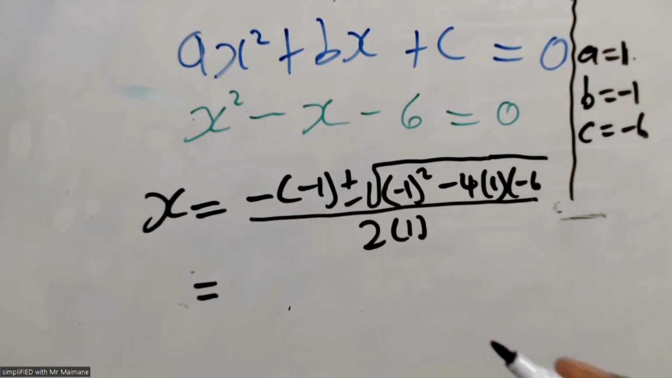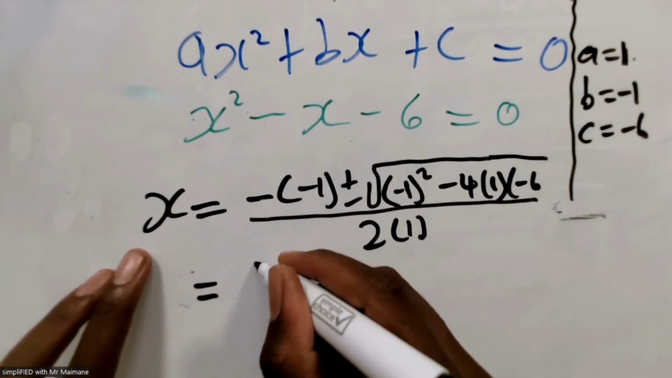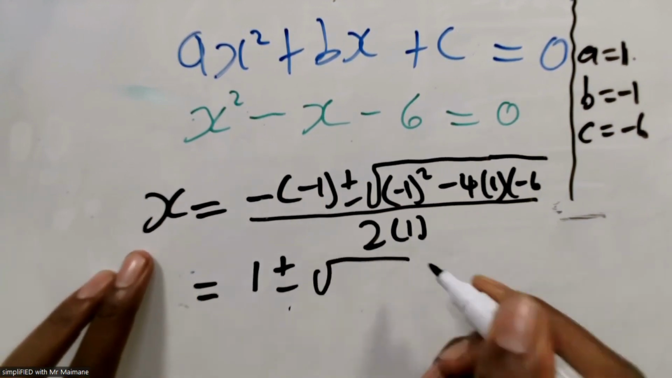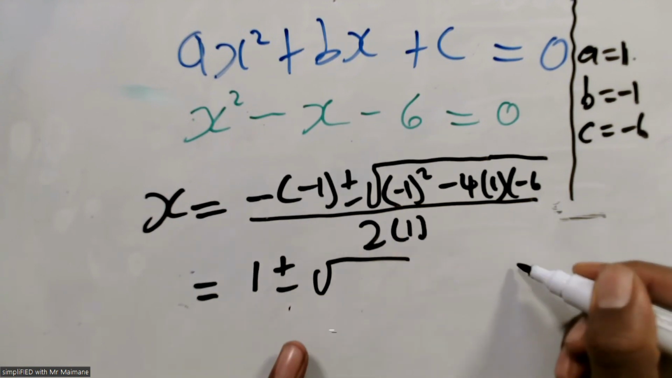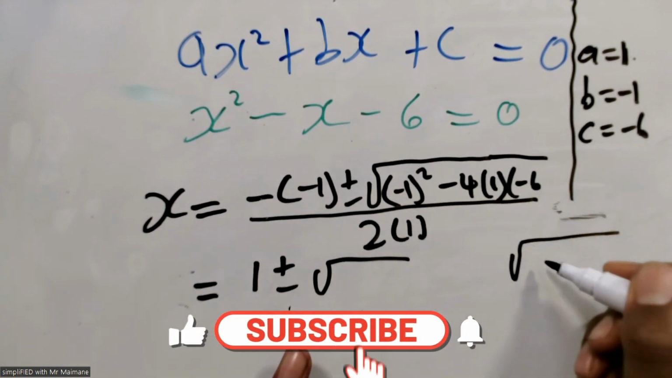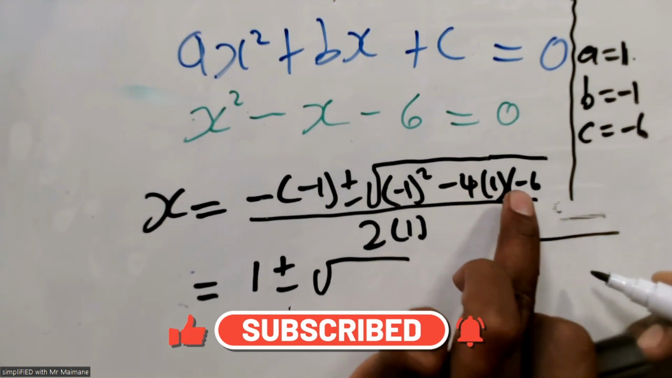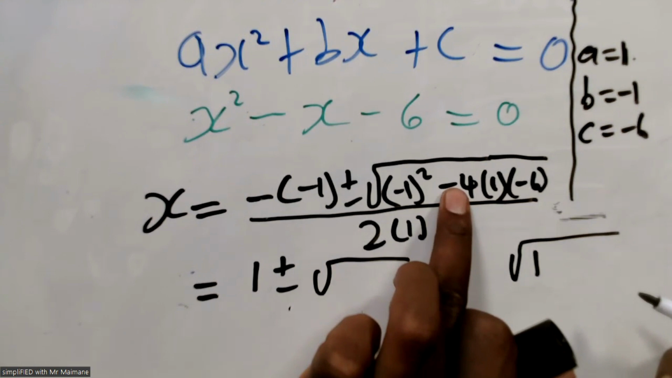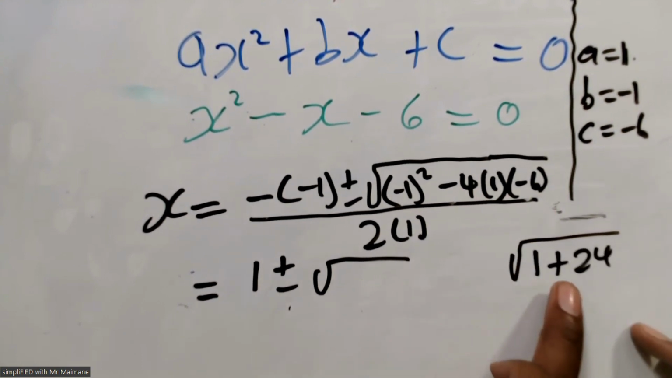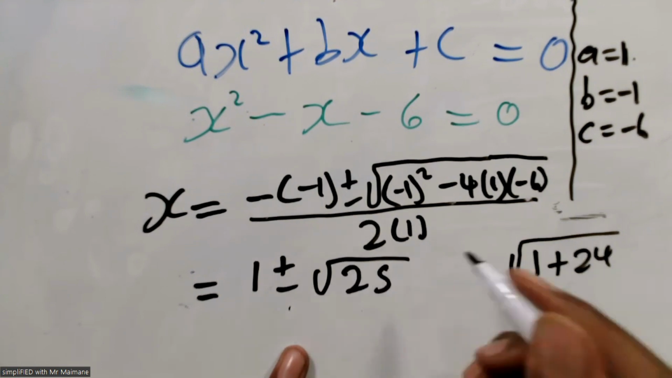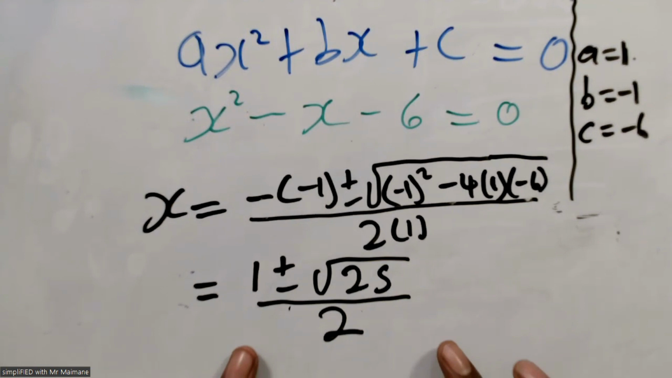And then this is going to be summarized as negative times negative 1. It's going to be 1 plus or minus the square root of, inside here we have 1 squared. So let me just simplify this aside here. We have 1 squared, which is 1. We have minus 4 times 1 times minus 6. Minus 4 times 1 times minus 6 is going to give us positive 24. Therefore, 1 plus 24 is going to give us 25. So it's the square root of 25 over 2.